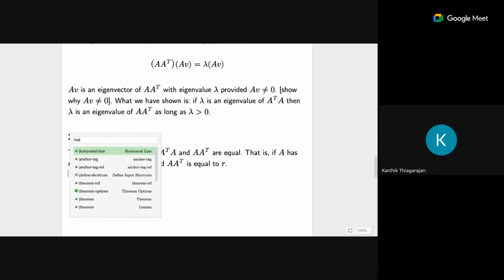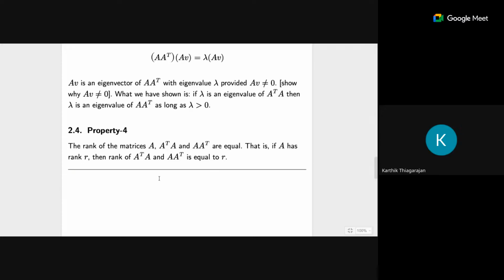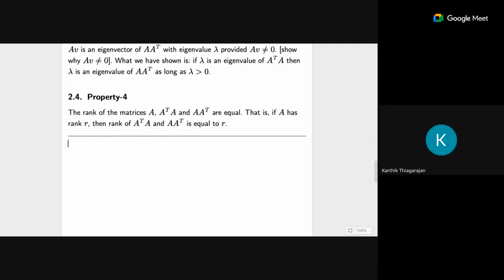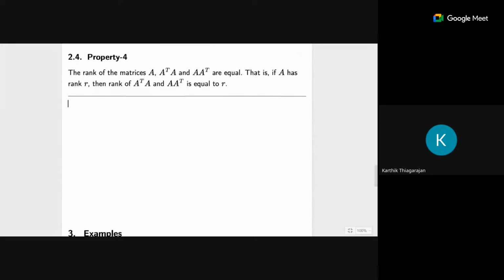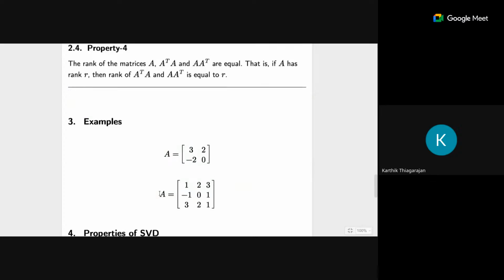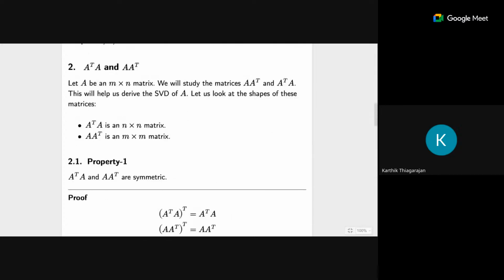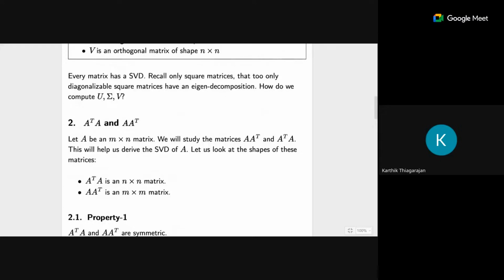This I'm not going to prove. The proof is quite involved, so I will leave this out, but all these are important. They are needed for us to understand the SVD. Any questions so far in this section on A transpose A and A A transpose?